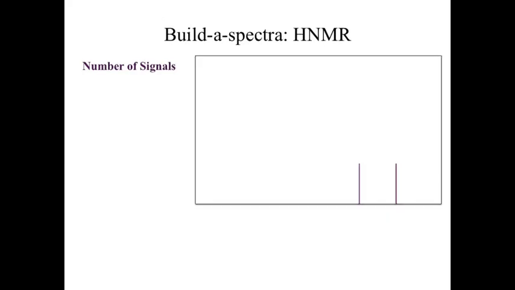Next one's HNMR, and this one will get a little bit more difficult. But to start, number of signals. Okay? How many signals do we see? 2 signals, which means 2 unique hydrogens. So we could again go through and write that out. 2 unique hydrogens. Okay. Next part of it, we want to figure out the chemical shift.